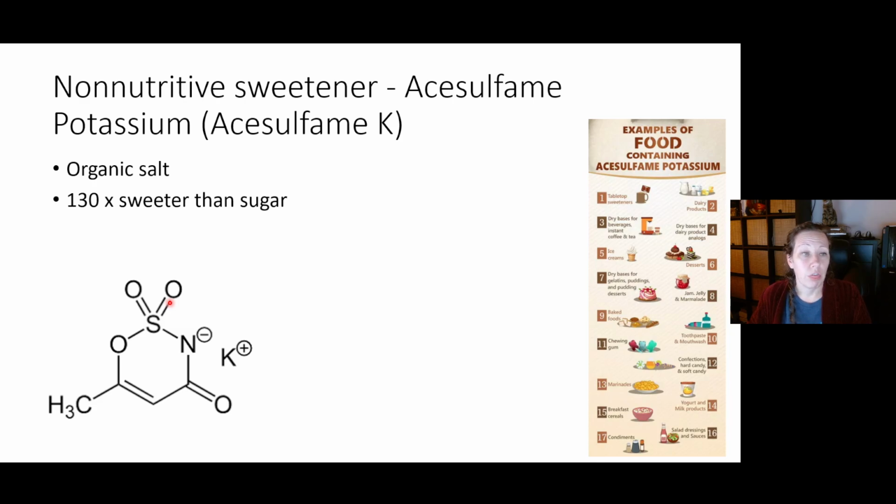It is 130 times sweeter than sugar, and it is heat stable. Acesulfame K, I couldn't honestly tell you any specific foods that I've seen it in. Actually, I've seen it in chewing gum. But the most common thing I've seen it in is tabletop sweeteners, the blue Equal packets. They are actually a combination of aspartame and acesulfame K.